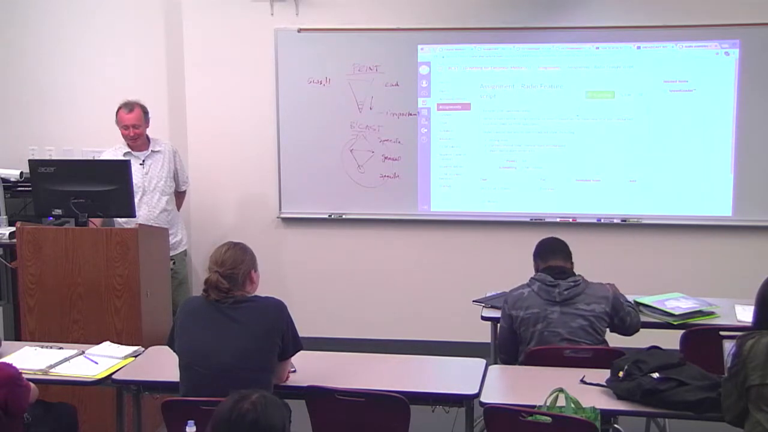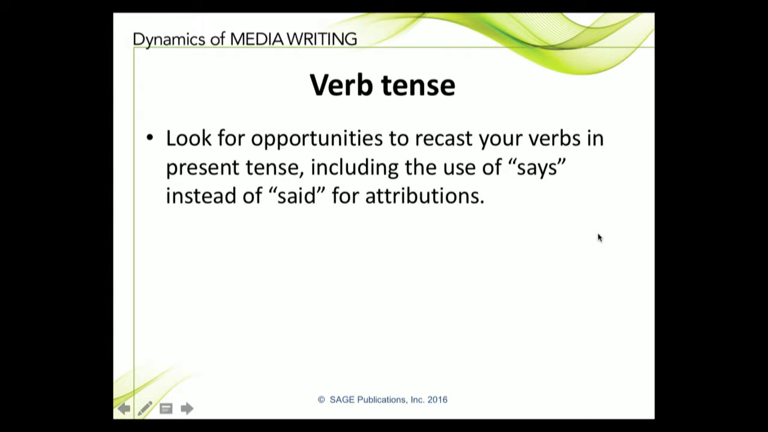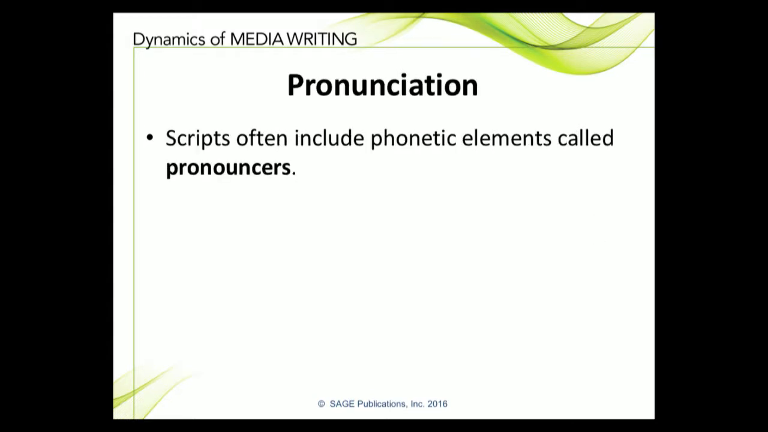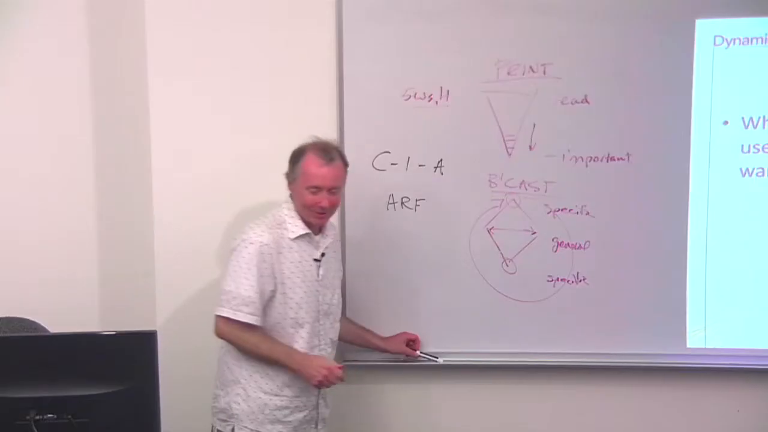Cool, there's that. Let's see what else we've got here. We talked about pronouncers, or just writing in the pronunciation of odd names or other phonetic elements, right? Abbreviations, we talked about, if you're going to use an acronym. What do we say? CIA, that's fine. ARF, if you expect them to say ARF in one word. Did you write that through?